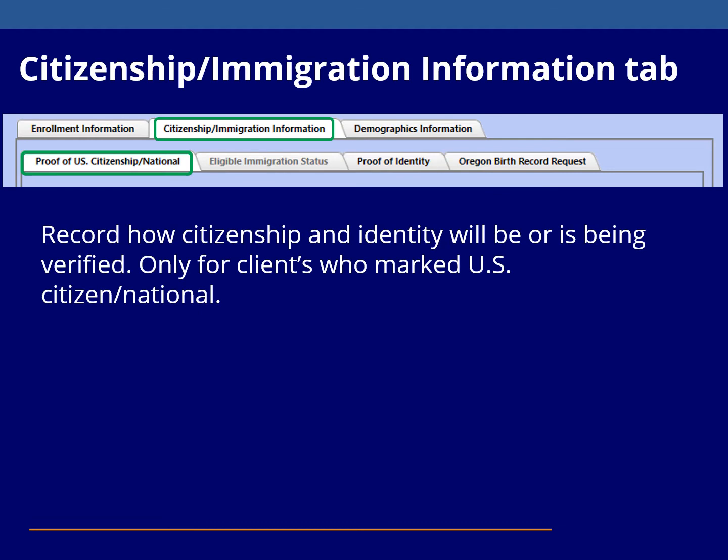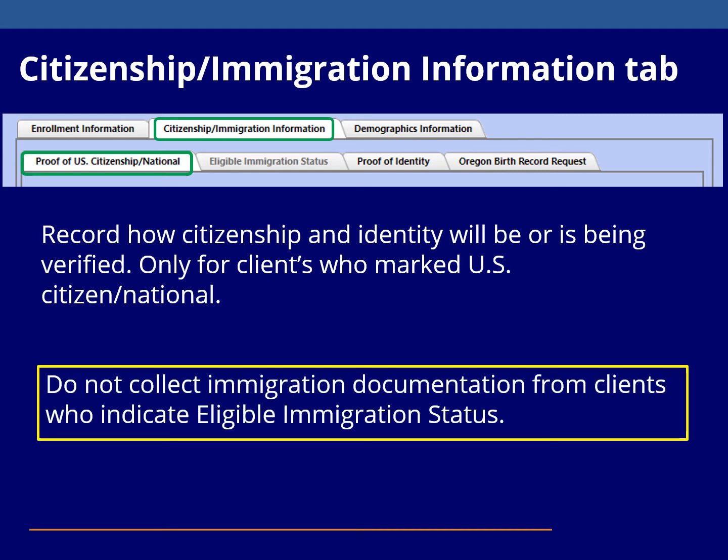Let's move on to the Citizenship Immigration Information tab. This is only for clients who marked U.S. citizen or national status, and it's where you record how a client's citizenship and identity is being or will be verified. Please note that we are no longer collecting documentation or verifying the status of clients who marked eligible immigration status, so you can disregard that sub-tab.